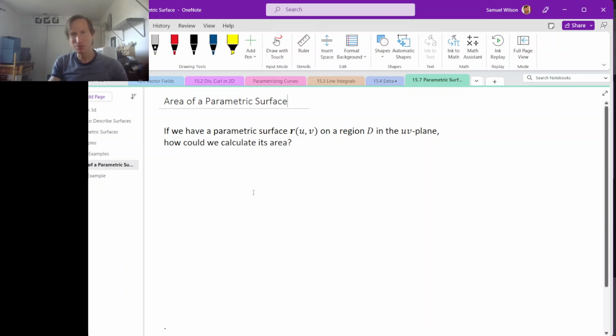We've seen lots of examples of parametric curves and parametric surfaces, but maybe we should talk about something we can actually calculate with parametric surfaces. I mean, if you have a surface, you might want to know what is the area of that surface.